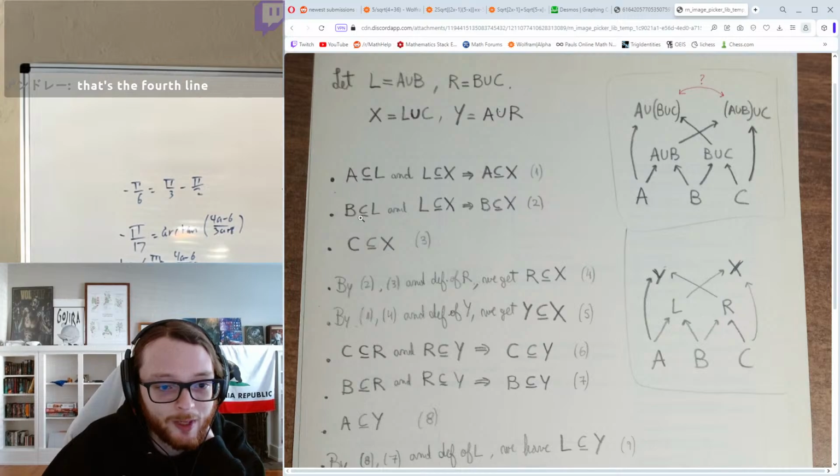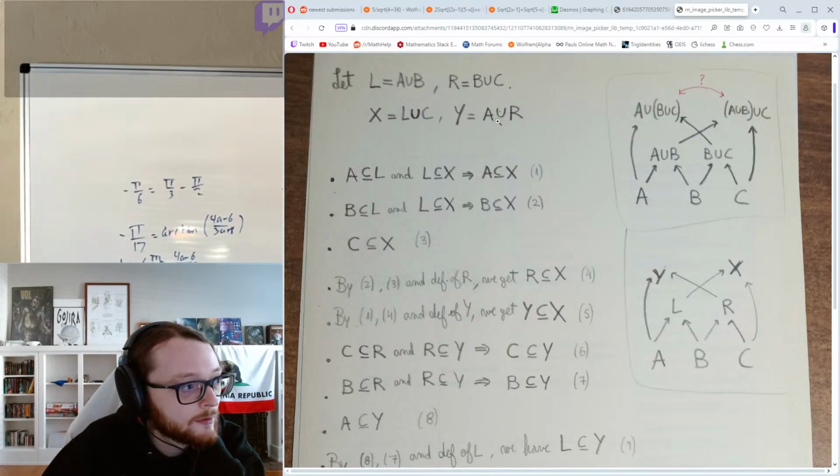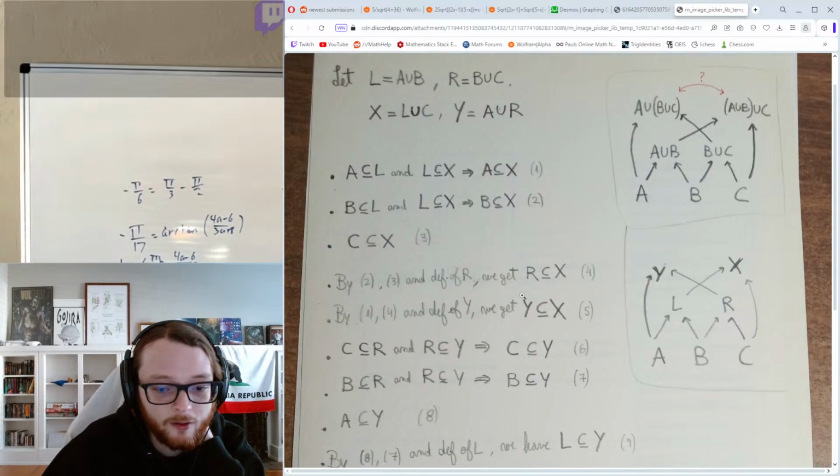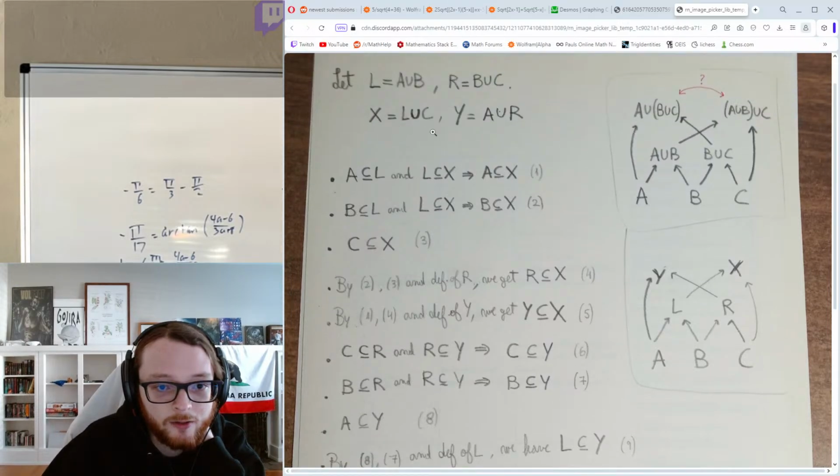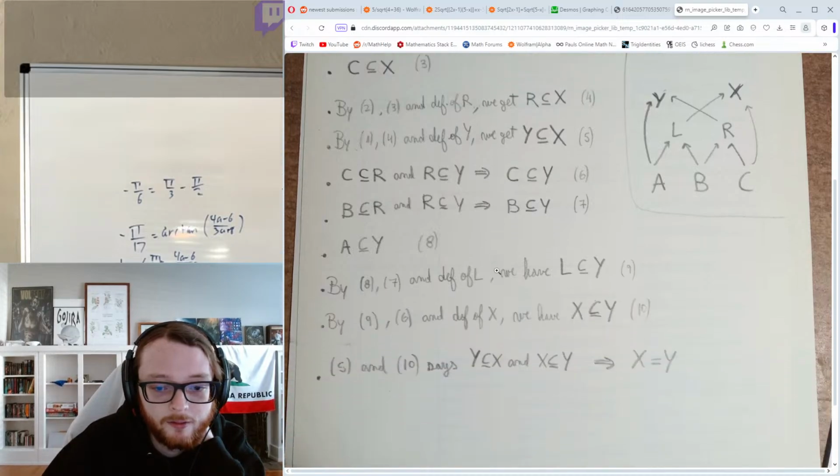Okay, so this is repeating the same argument that we did for lines 1 through 3. For the same reason, B is a subset of Y. And A is automatically a subset of Y because it's already in that union directly there. So then by 8, 7 in the definition of L, because B is a subset of Y, A is a subset of Y, in the definition of L, A union B, it must be that L is a subset of Y.